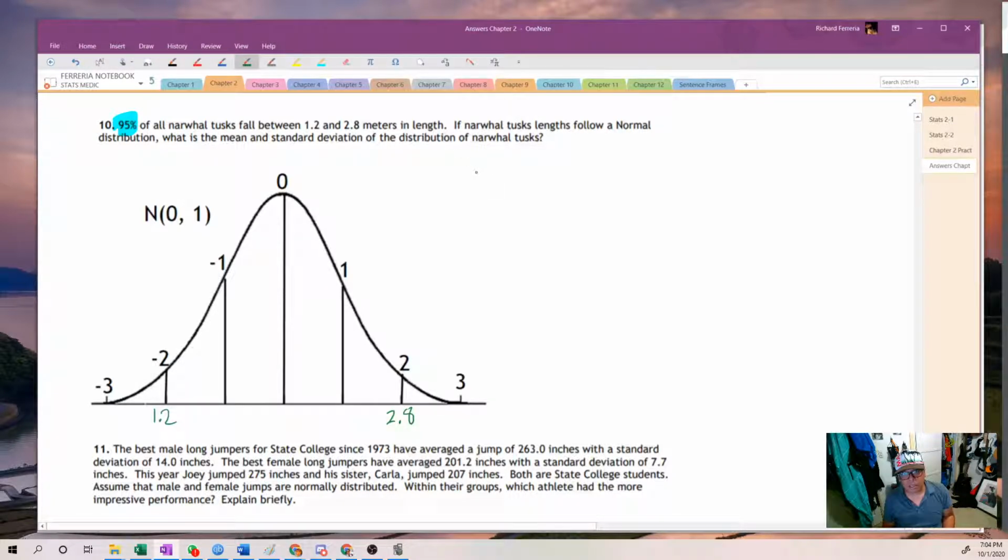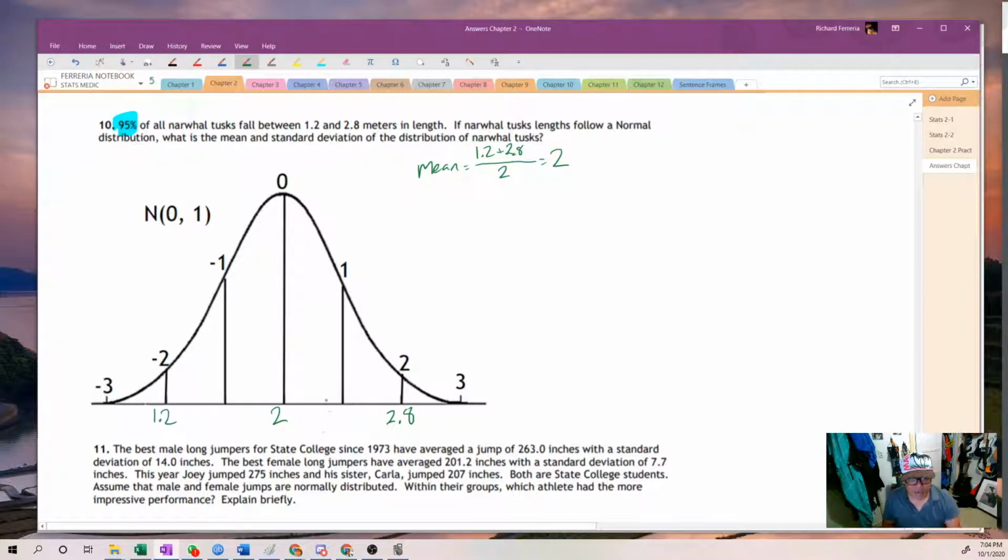So the mean should be equal to 1.2 plus 2.8 divided by 2. And what do we get? We got 4 divided by 2. Well, that's just 2. So the mean here is 2.